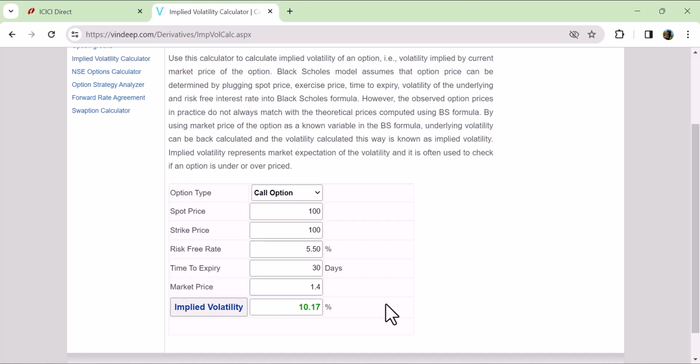Otherwise, if he's charging, say, 2 rupees, then the volatility is 15%. He is assuming the stock to be more volatile, which is not the case. Because the higher the volatility, the higher the premium, since the option writer always fears that this stock is very volatile, so I should charge more premium. So he's building in more volatility to charge you more. He's charging you assuming the stock's volatility is 15.47, whereas the stock you are going to buy has a volatility of only 10%, isn't it?